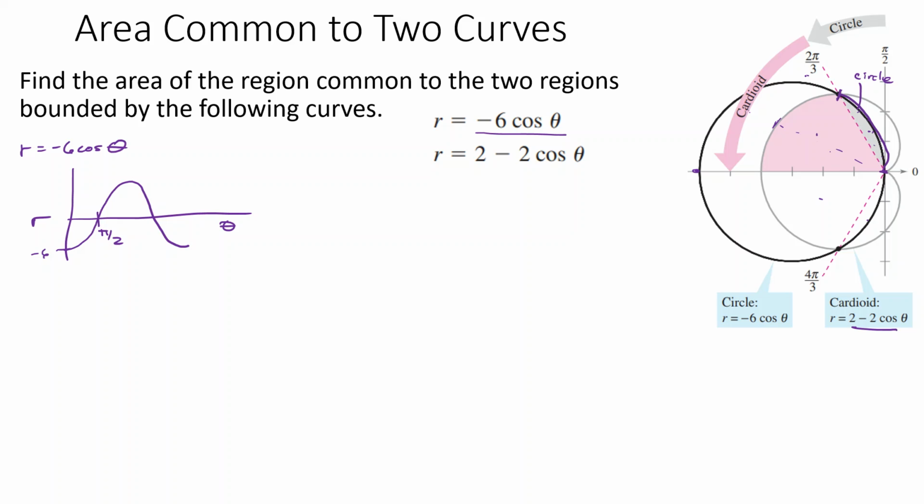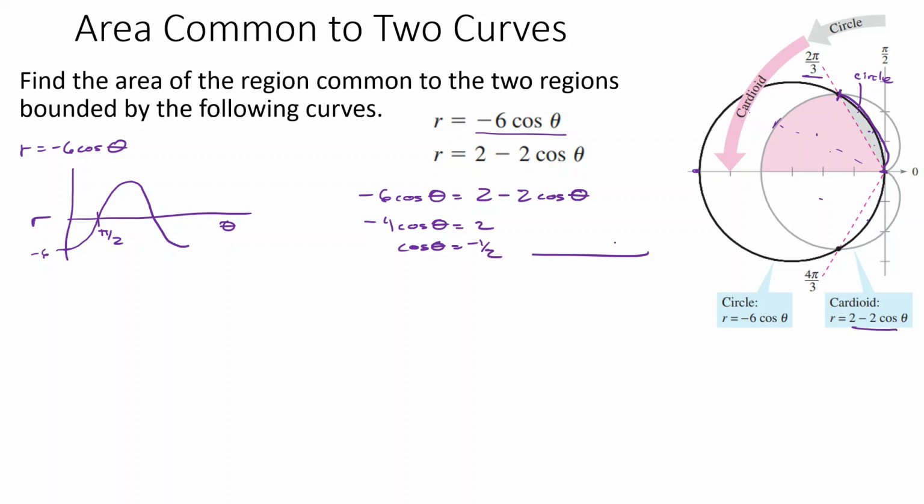All right, it looks like it's going to be 2 pi over 3, but the way we find that is we set these two equal to each other and solve. So we're going to say -6 cosine of theta equals 2 minus 2 cosine of theta. Sure, we'll add this guy over here. We'll get -4 cosine of theta equals 2. Divide by -4. Cosine equals -1/2. And that's going to happen.